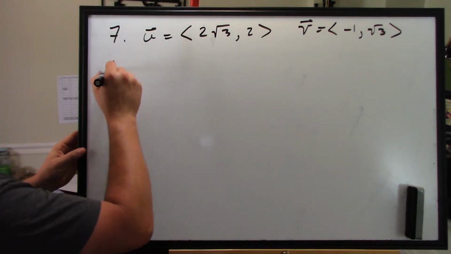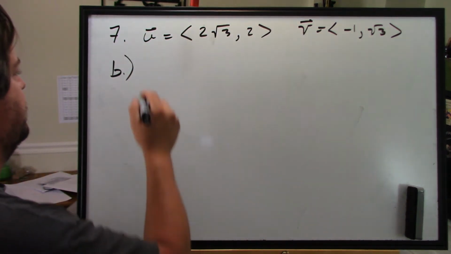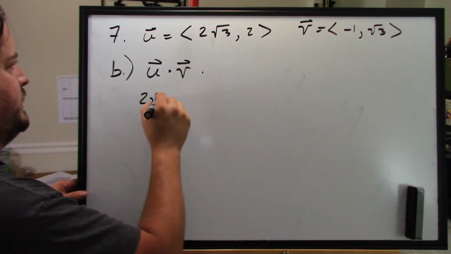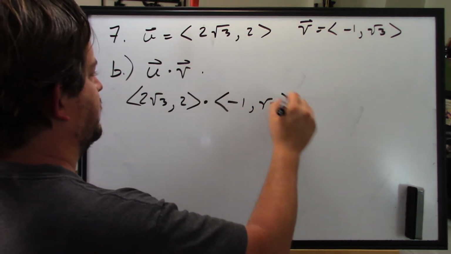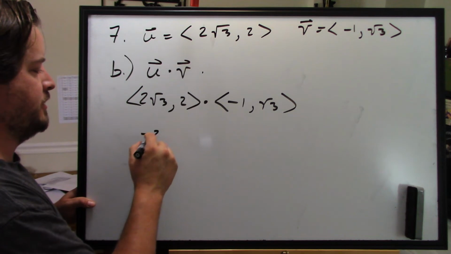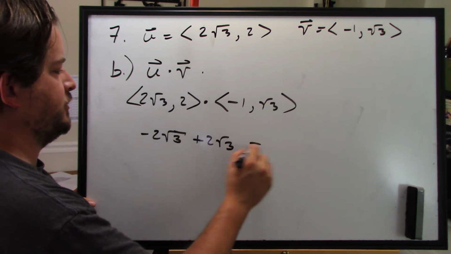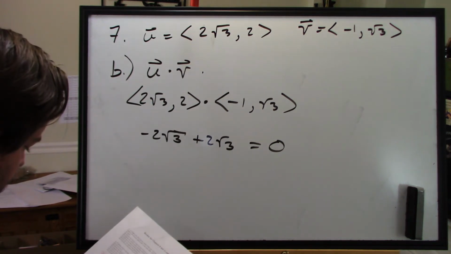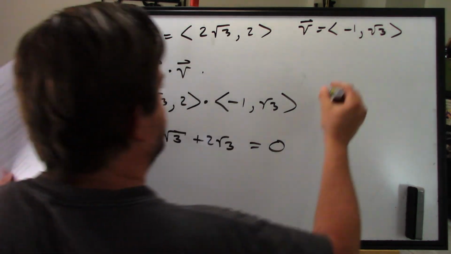For B, it says find u dotted with v. So that is to say 2 root 3, comma 2, dotted with negative 1 root 3. Again, we multiply component-wise and then add together, so that's 2 root 3 times negative 1 is negative 2 root 3, plus 2 root 3. And therefore, that's 0. And I'm going to leave this here for a second, and let's do C over here.